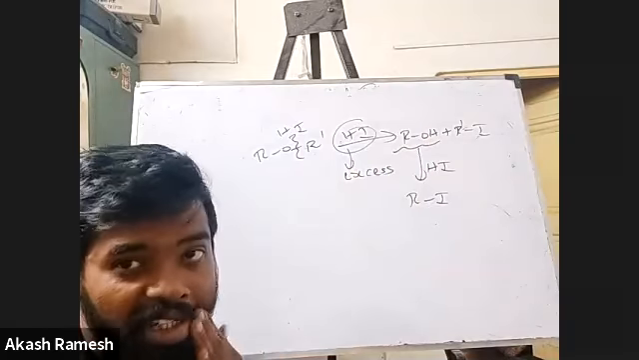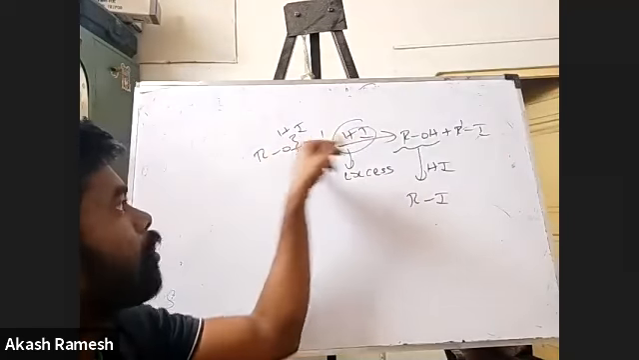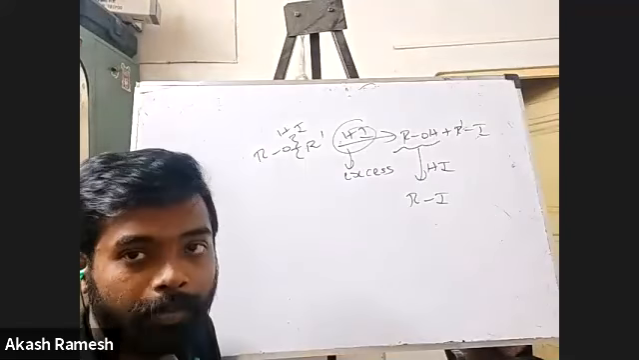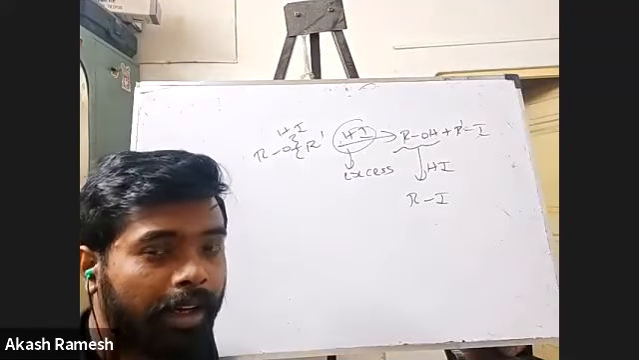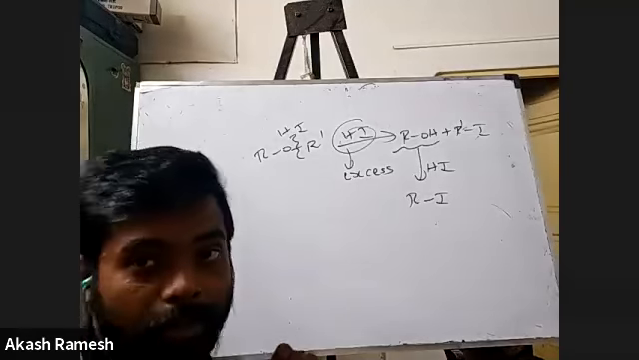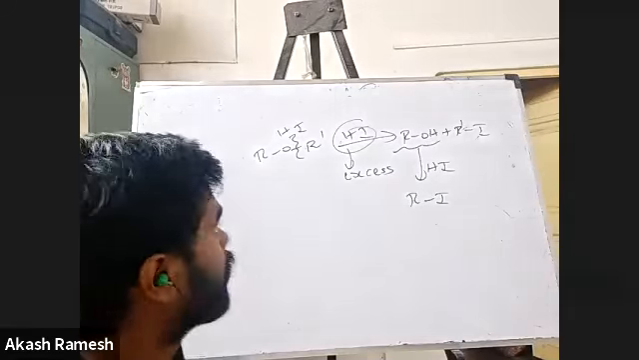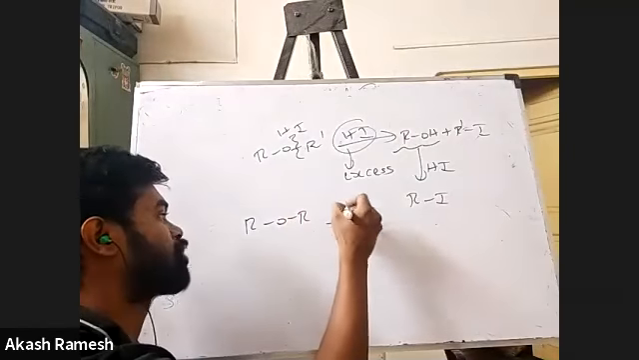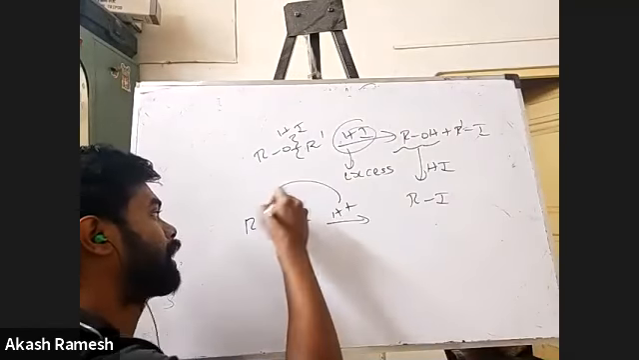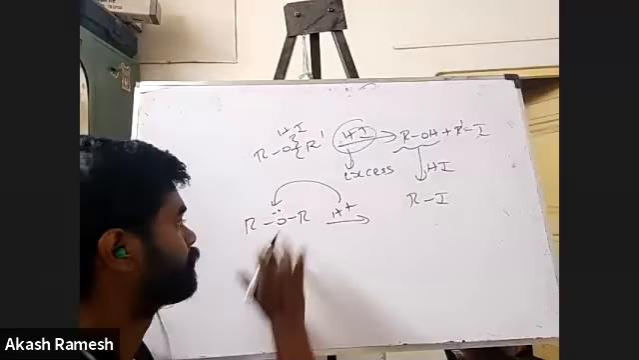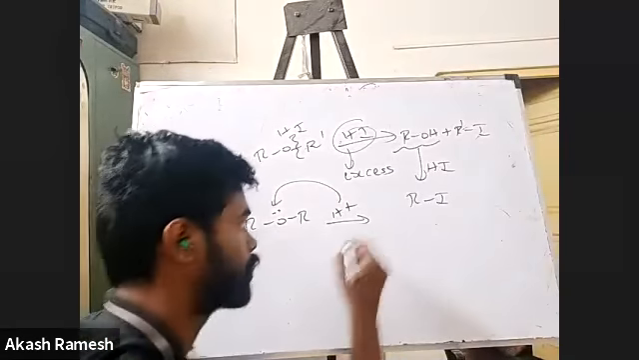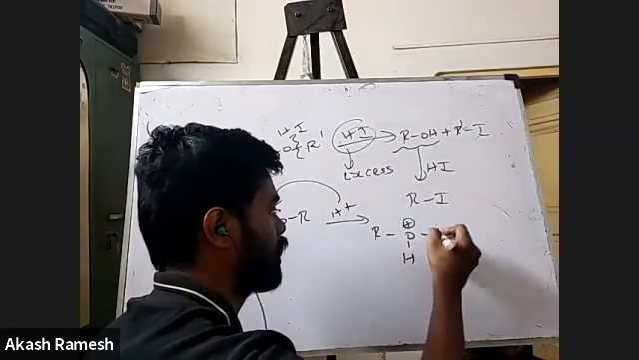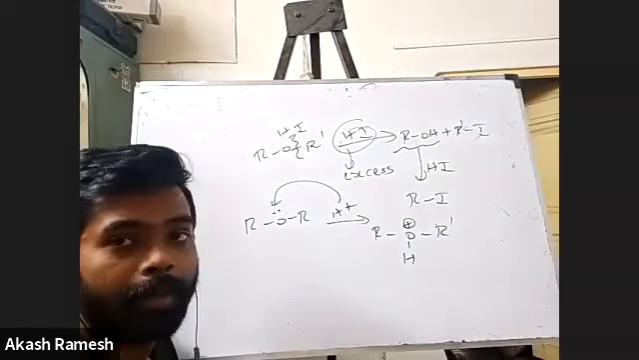Now, the question is, which alkyl group will get the alcohol, and which alkyl group will form the iodide? That's the question now. For that, you have to understand the mechanism of how this is going to happen. If I have ROR dash, first the H plus comes and attacks the oxygen's lone pair. So what will you have? You will have R-O with the oxygen carrying a positive charge, and R dash on the other side.